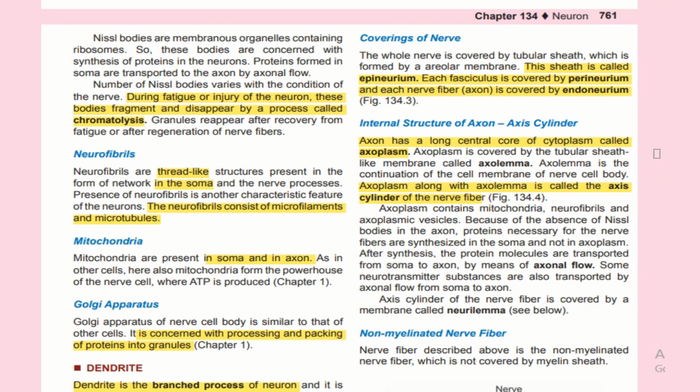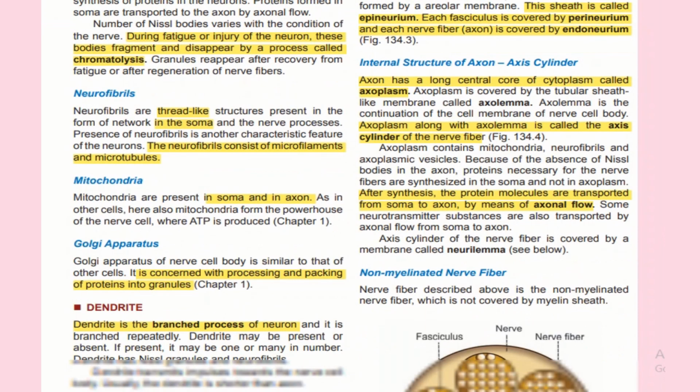Because of the absence of Nissl bodies in the axon, proteins necessary for the nerve fibers are synthesized in the soma and not in the axoplasm. After the synthesis, the protein molecules are then transported from the soma to the axon by means of axonal flow. Because they are traveling in the axon, it is known as axonal flow. Some neurotransmitter substances are also transported by the axonal flow from soma to axon. So where does the axonal flow take place? It takes place after the synthesis of the protein molecule, from the soma to the axon.